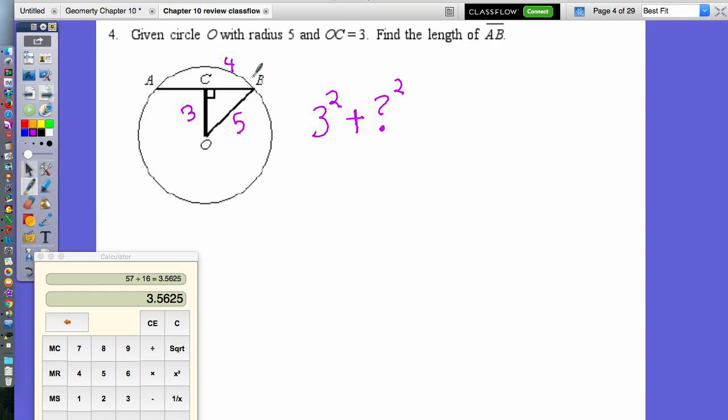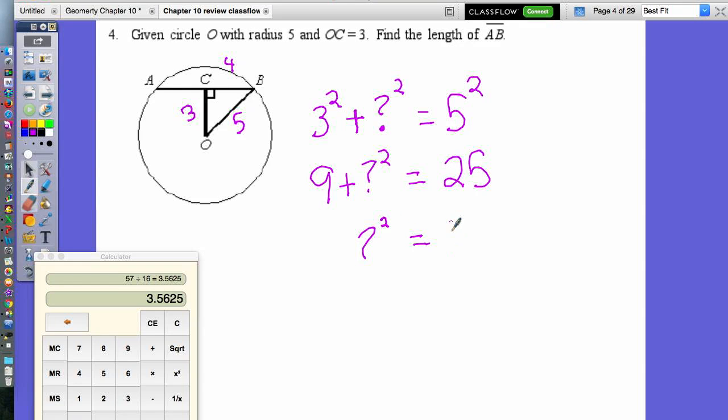The reason I'm not going to use the letter B or C is because they're using those variables to recognize points in this problem. 5 squared equals 25. 3 squared is 9, plus question mark squared equals 25. I subtract 9 from both sides. I get that question mark squared is 16, so question mark is 4. They want the entire length of AB. Since this is intersecting at a 90-degree angle, I know it's a perpendicular bisector, it's going to bisect both of these sides.